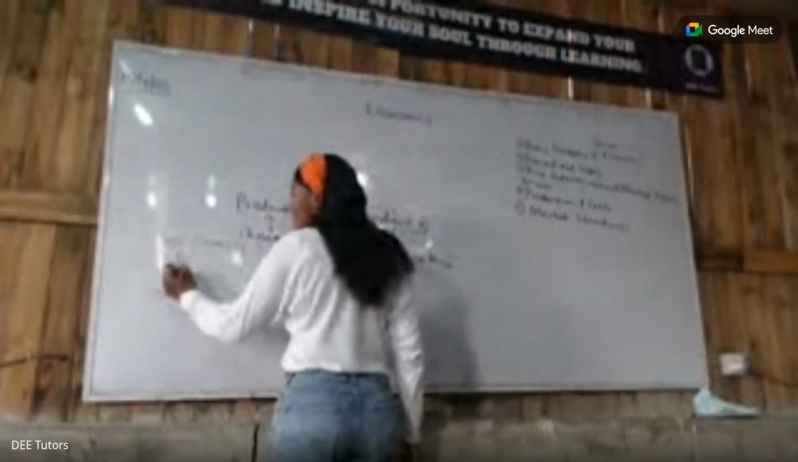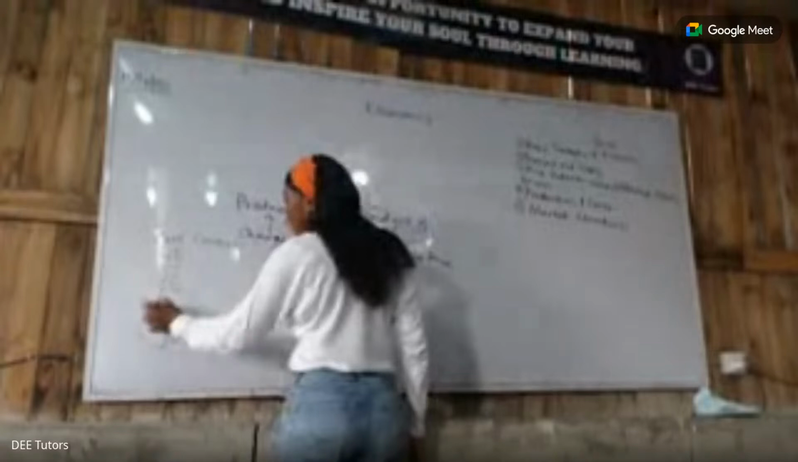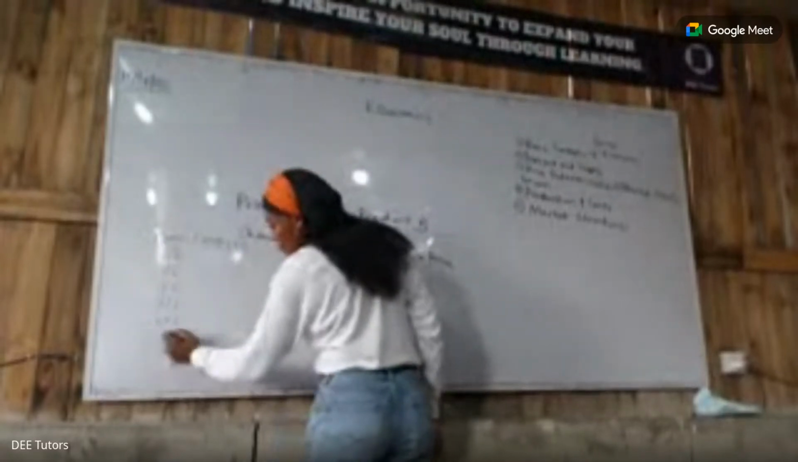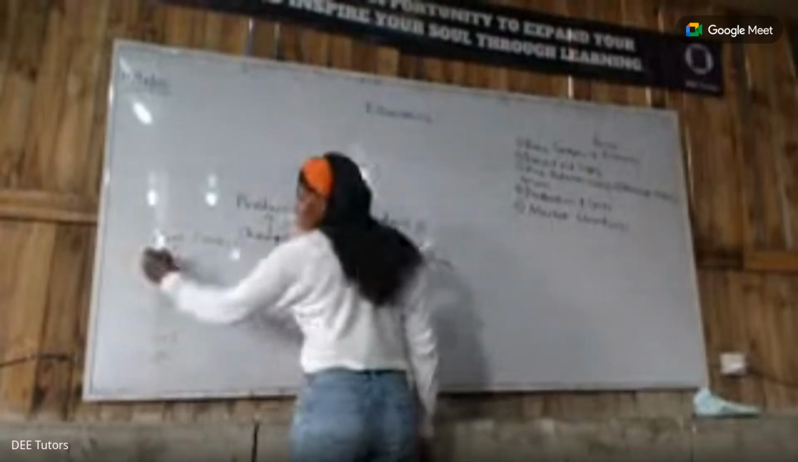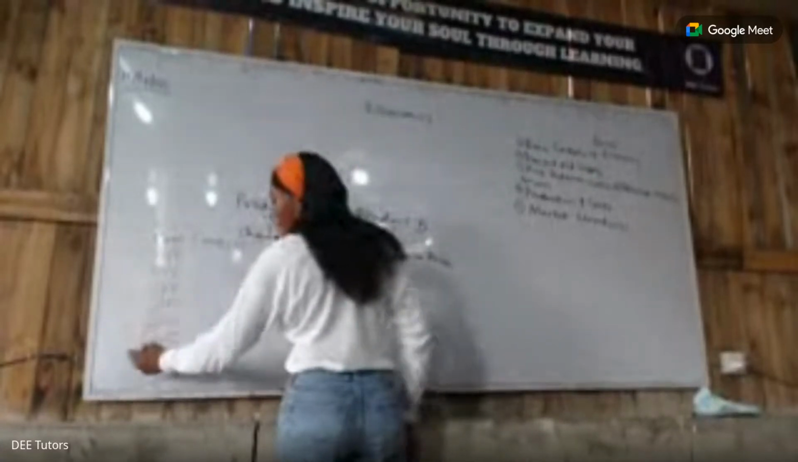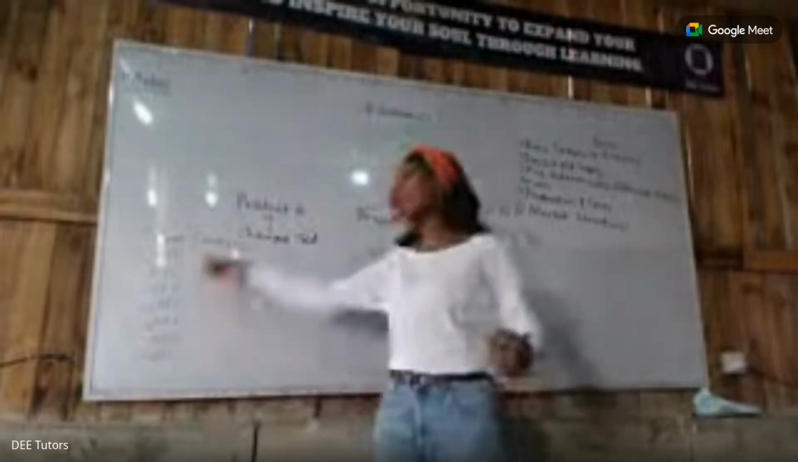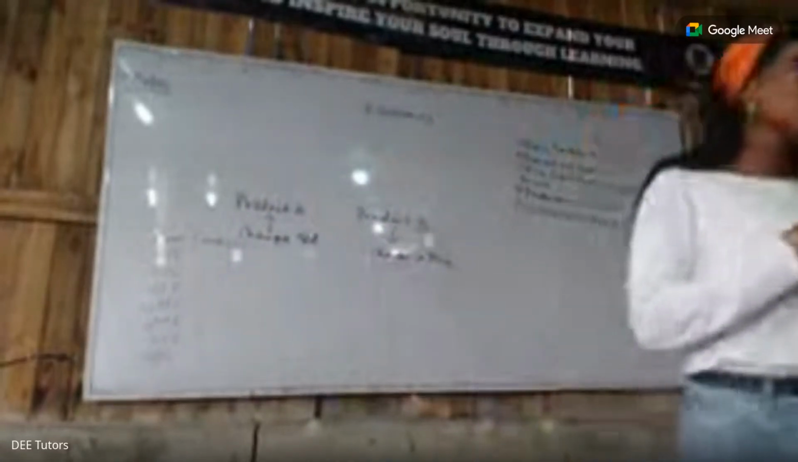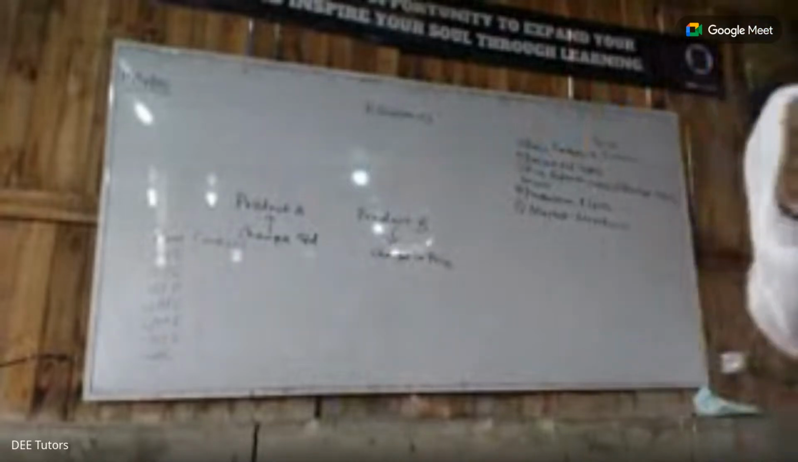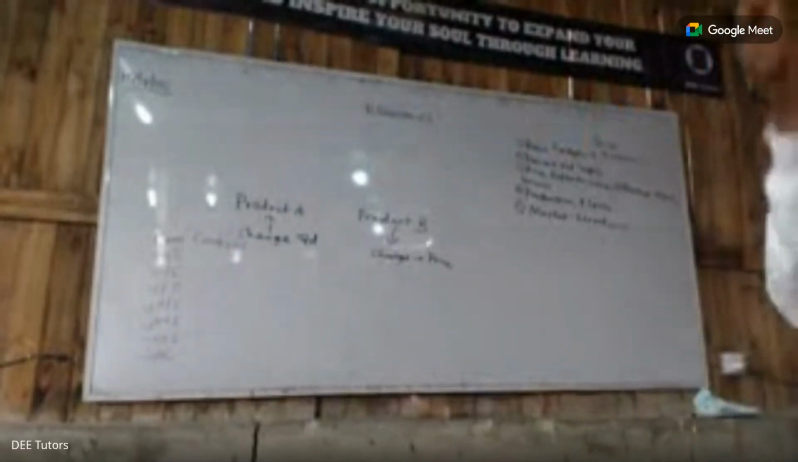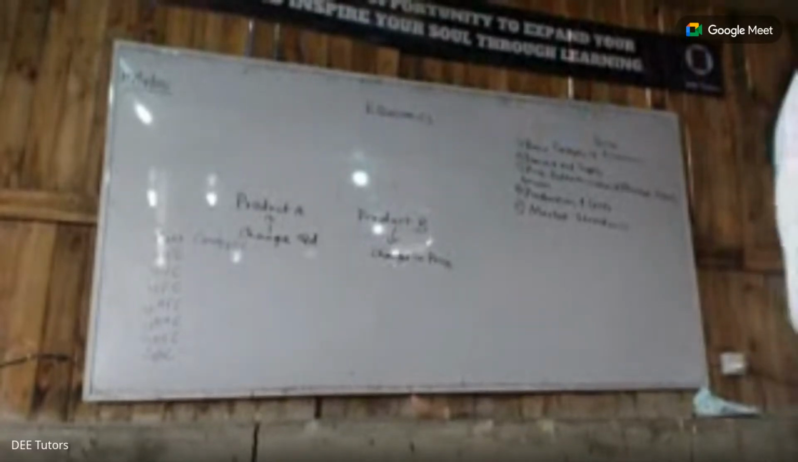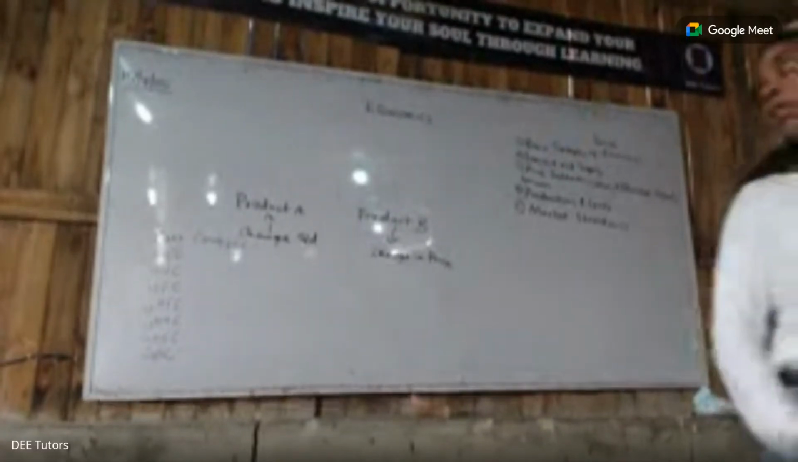TC, FC, VC, ATC, AVC, AFC, and MC. 1, 2, 3, 4, 5, 6, 7. These are the 7 cost concepts: total costs, fixed costs, variable cost, average total cost, average variable cost, average fixed cost, and marginal cost. Can we try the formulas before we go?